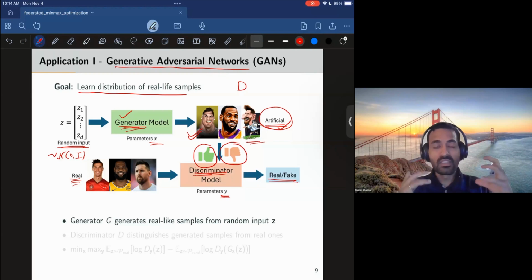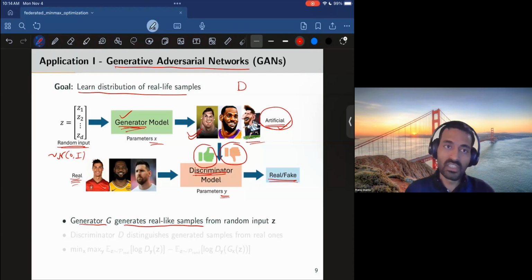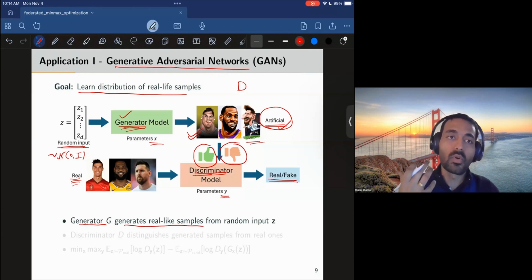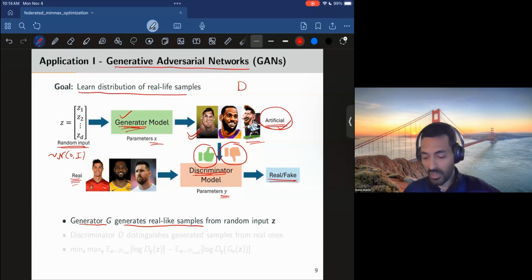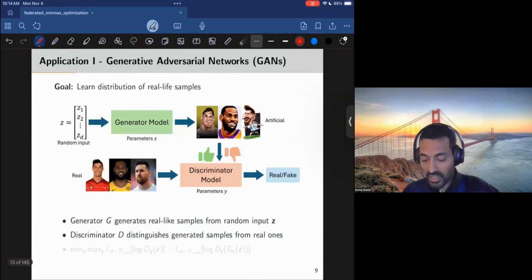So as you can imagine, there is this conflict happening between the generator and the discriminator. Just to repeat, the generator G generates real-like samples. These are artificial samples, but the generator wants to mimic the real-life distribution as closely as possible. It takes some random input Z. The discriminator wants to distinguish between these generated samples and the real-world samples, right?